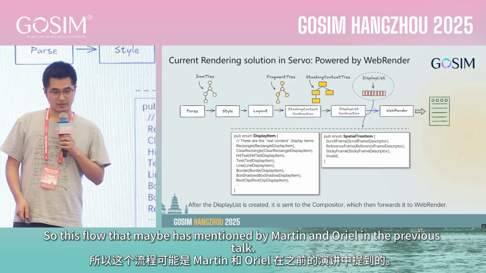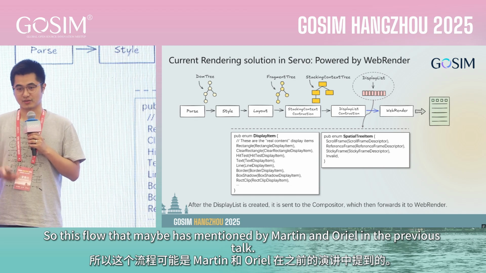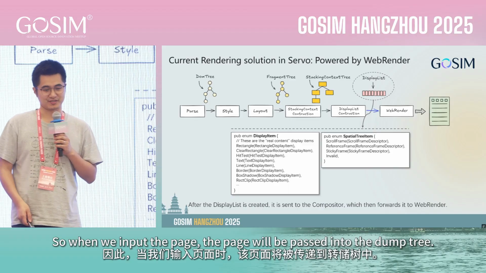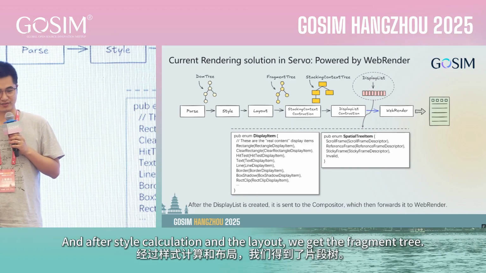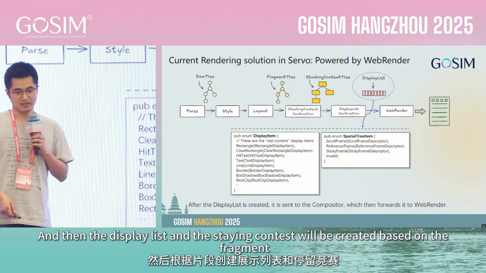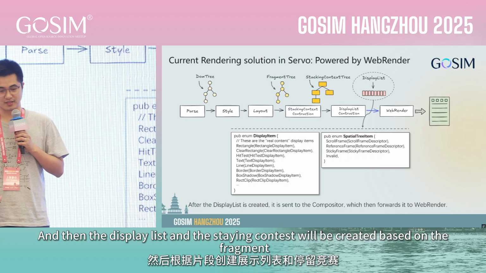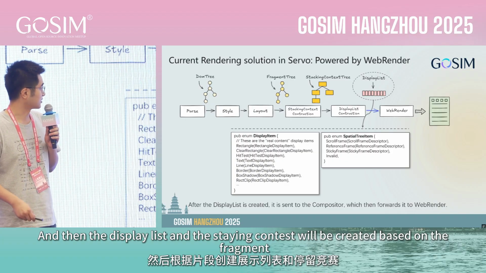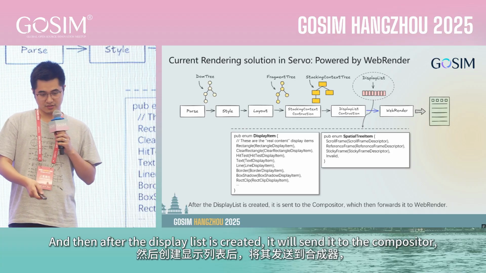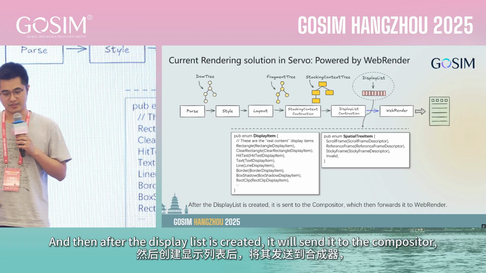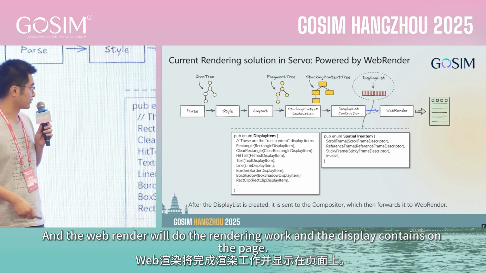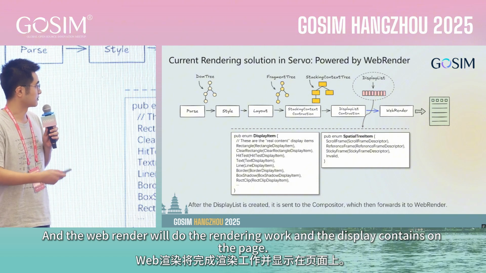The data flow may have been mentioned by Martin and Oriol in the previous talk. When we input the page, it will be parsed into the DOM tree, and after style calculation and layout, we get the fragment tree. Then the display list and the stacking context will be created based on the fragment tree. After the display list is created, it will be sent to the compositor, which forwards it to WebRender. WebRender will do the rendering work and display the contents on the page.